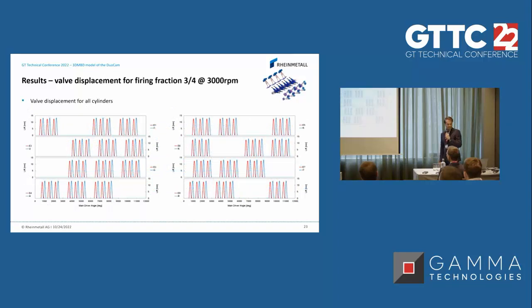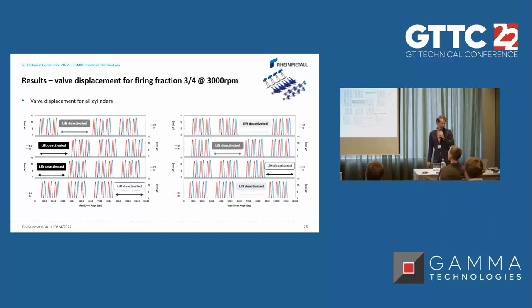So how does this affect the valve lift? Let's have a closer look at the valve displacement. On the left side, you can find the first 4 cylinders, on the right side the last 4 cylinders. The exhaust valves are colored red, and intake valves are colored blue. This is a specific firing fraction, 3/4 at 3000 RPM, and this controls that 1/4 of all cycles are deactivated over time. Which cycle is deactivated changes every 4 cycles, as shown here in the different colors.